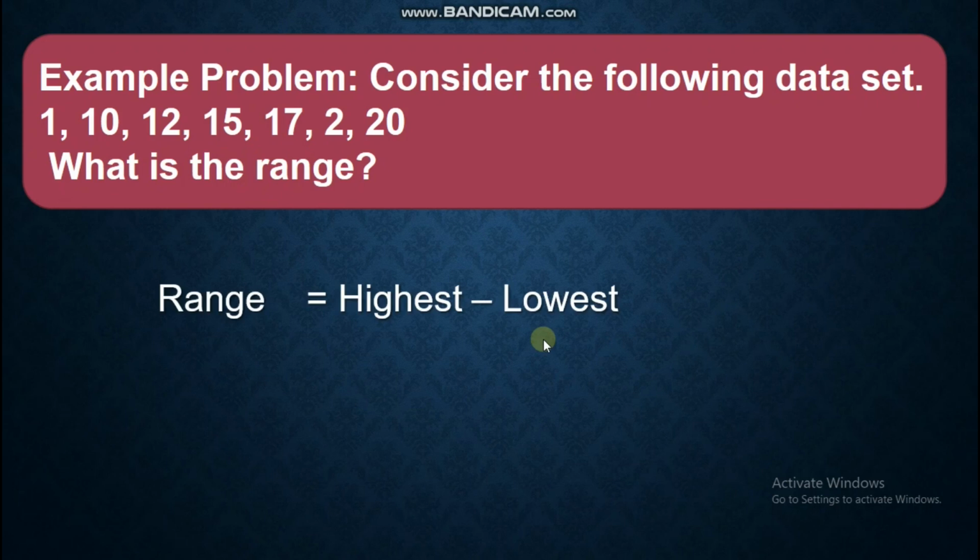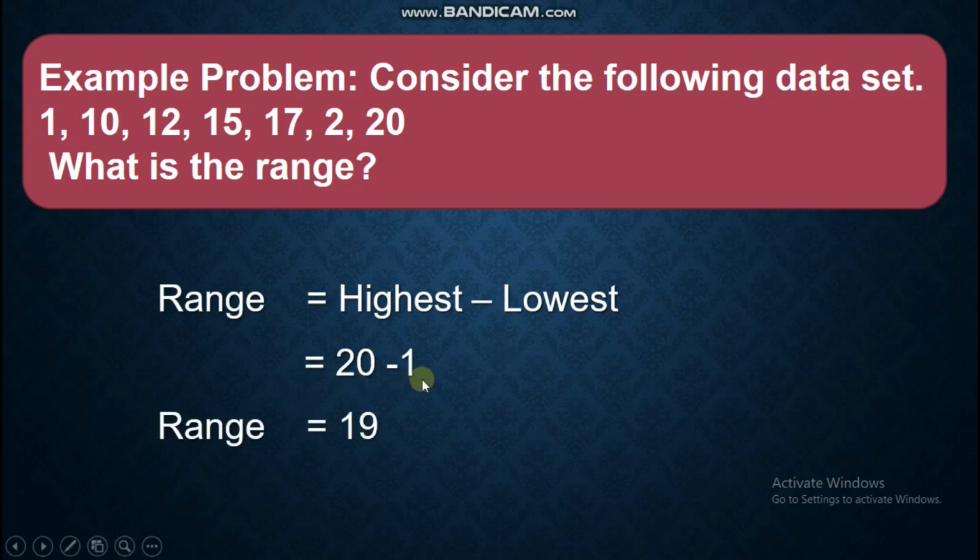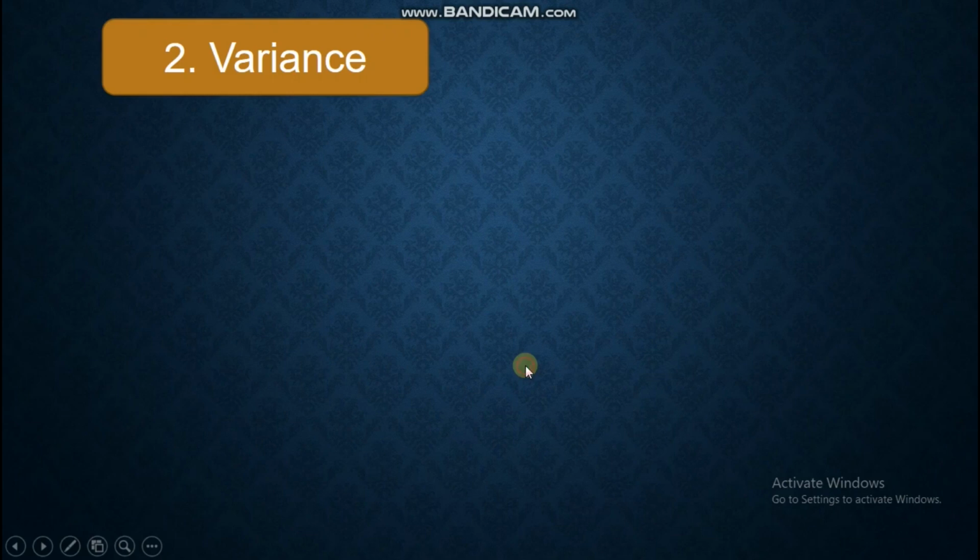Since the range is highest minus lowest, our highest is 20, lowest is 1. 20 minus 1 is 19. So our range is 19. So that is how you solve for the range of the data set. Very good. Now let's proceed to the second.